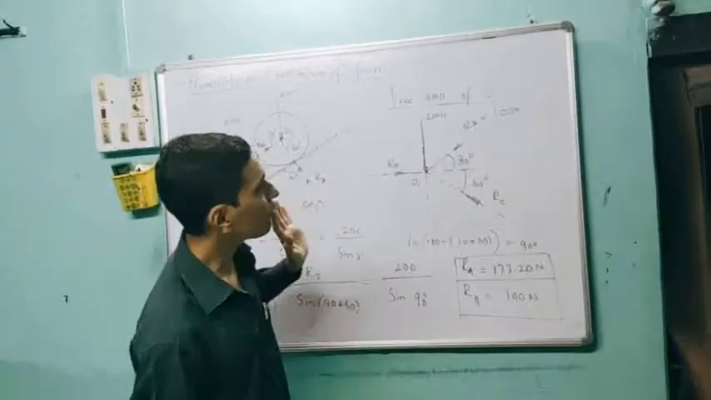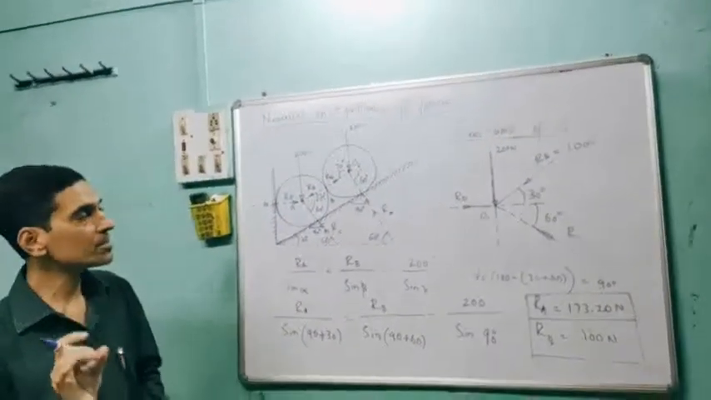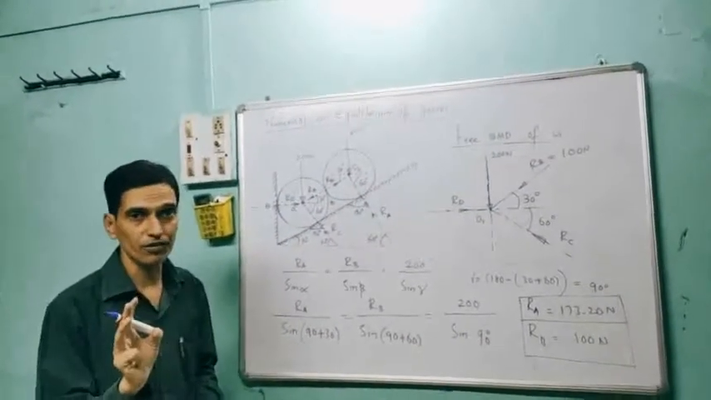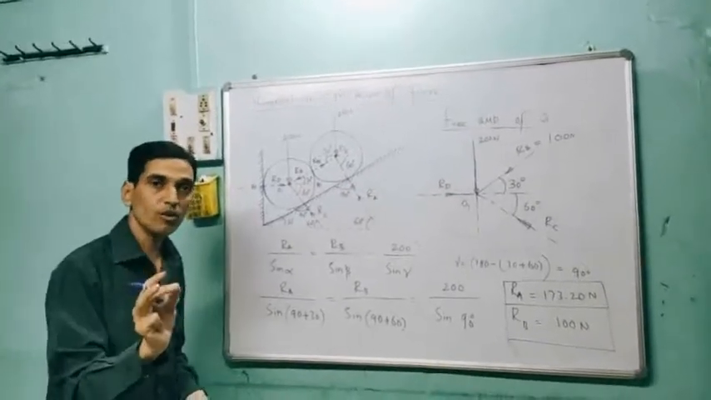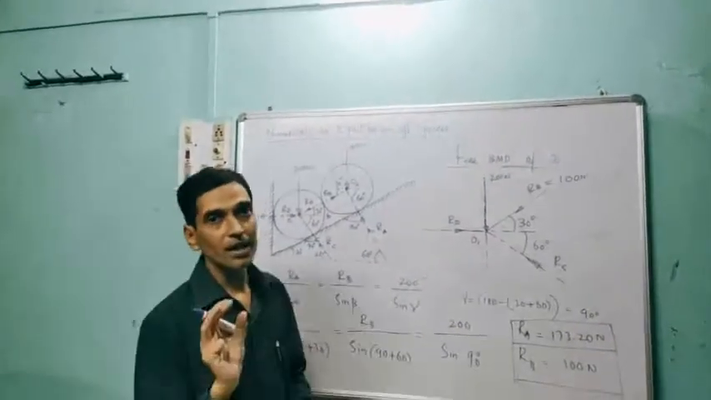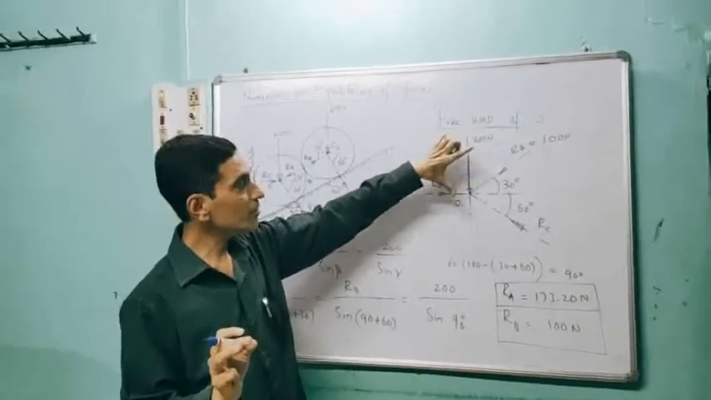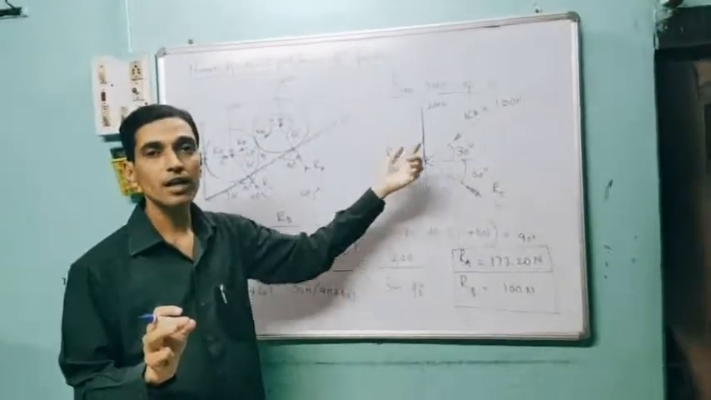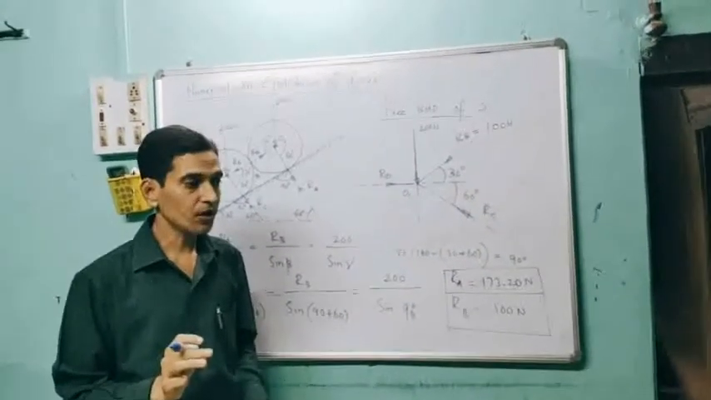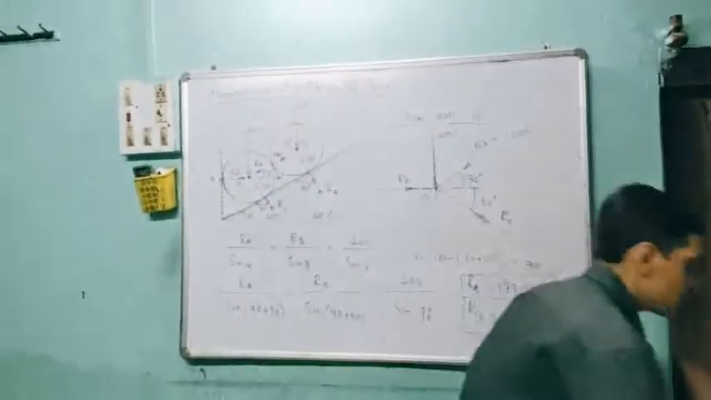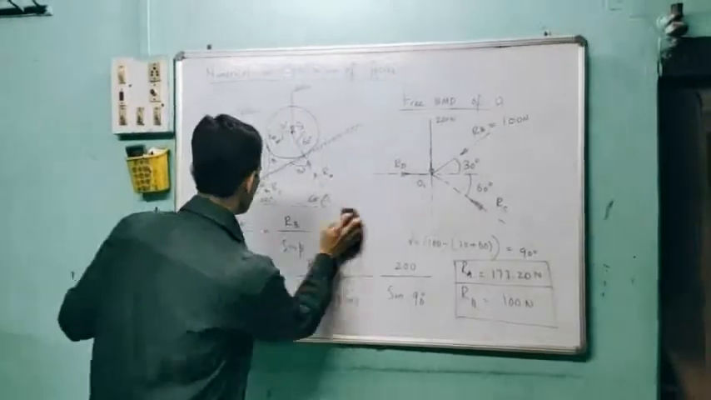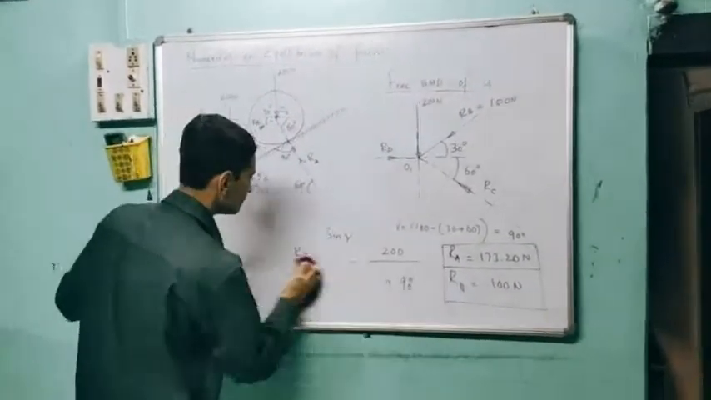Now here we cannot apply Lami's theorem, because Lami's theorem is restricted to only three forces. When three forces are acting at one common point, then only we can apply Lami's theorem. Here we cannot apply Lami's theorem. When Lami's theorem is not applicable, then we go for the equilibrium of forces, that is the equilibrium conditions. Now let us apply the conditions of equilibrium over here.